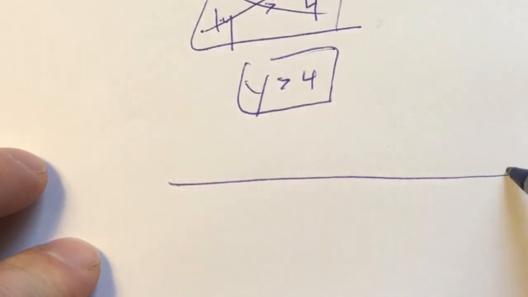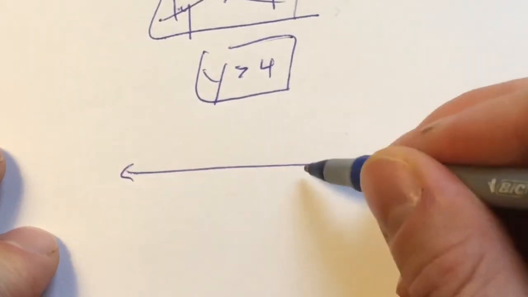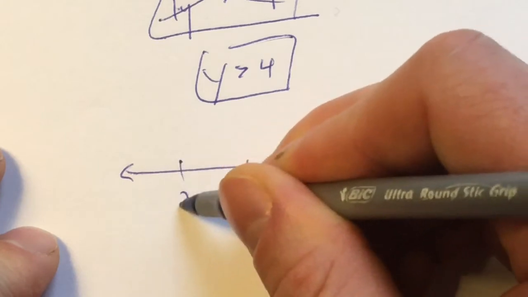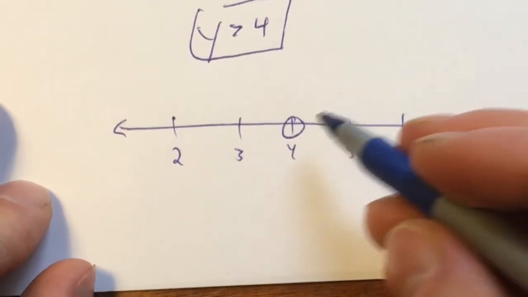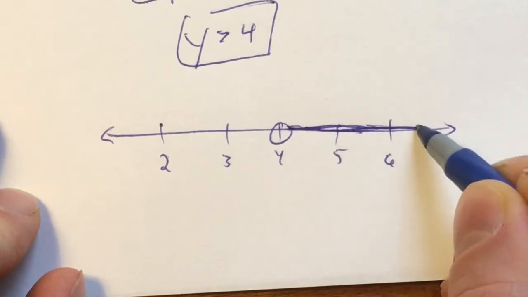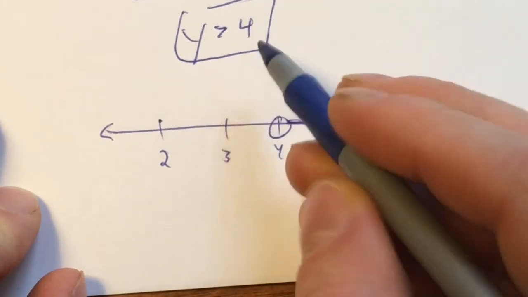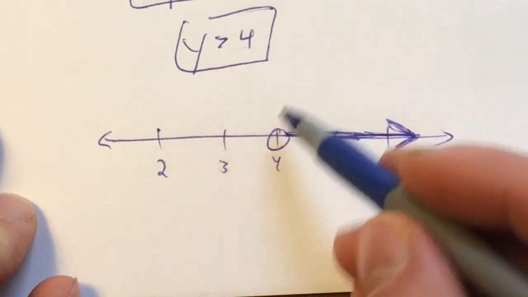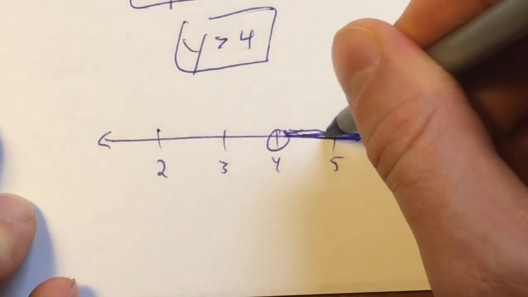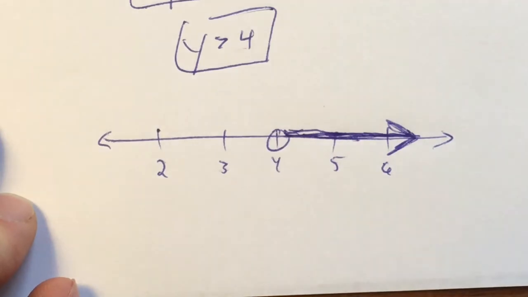Okay, and then to graph your solution, it would look like this. I'm going to put 4 in the middle, 5, 6, 3, 2. Okay, so greater than 4 is everything that's over here. And it's not or equal to 4, so I'm not going to color the little circle in. It's just y is greater than 4 like that. You could have a situation like this.